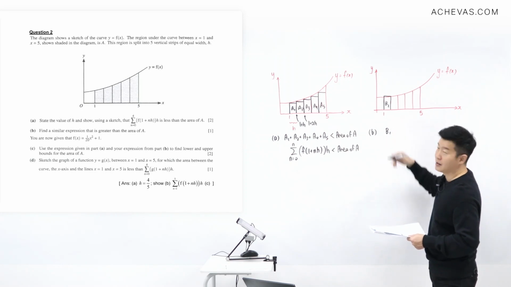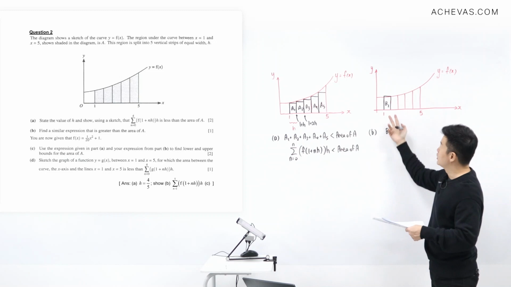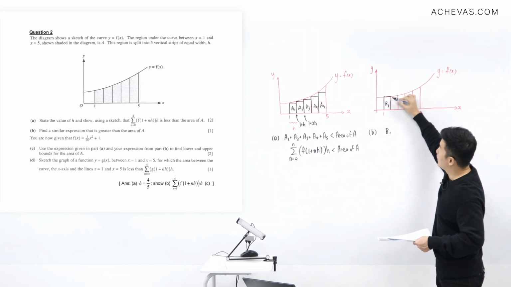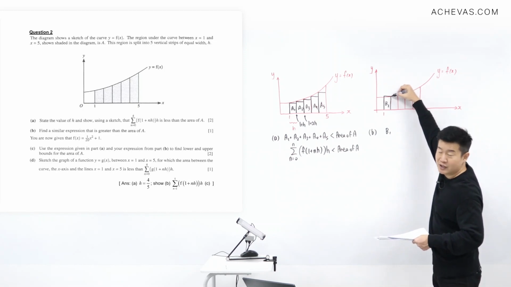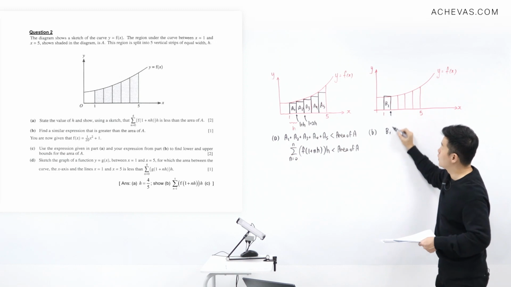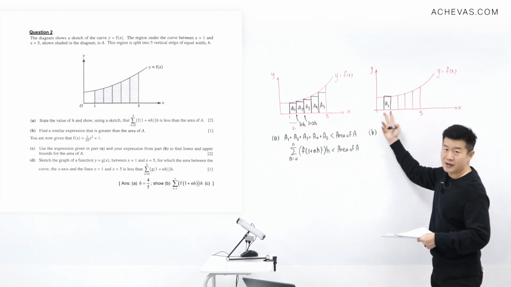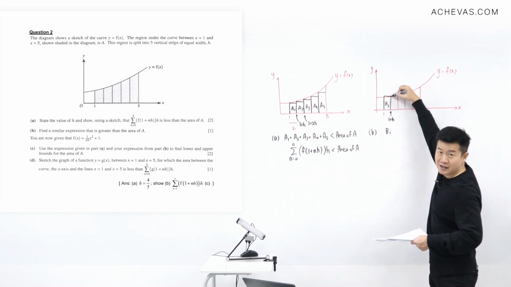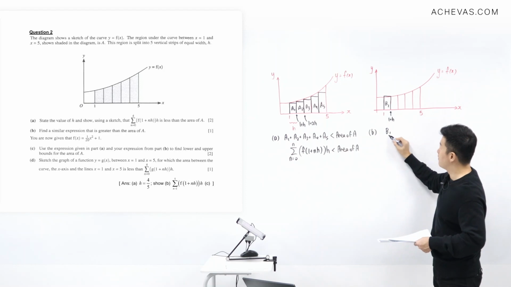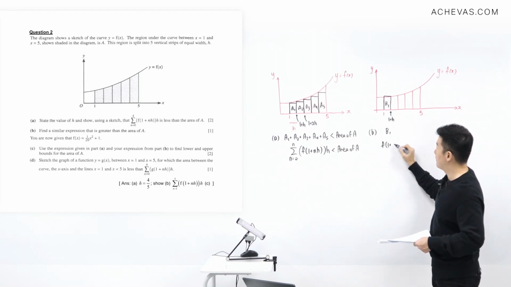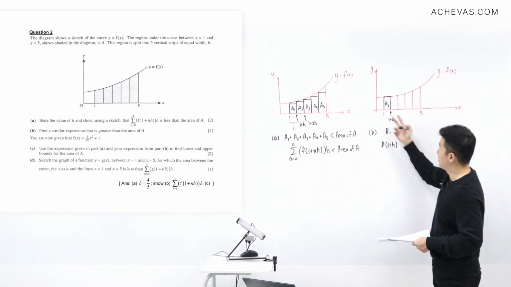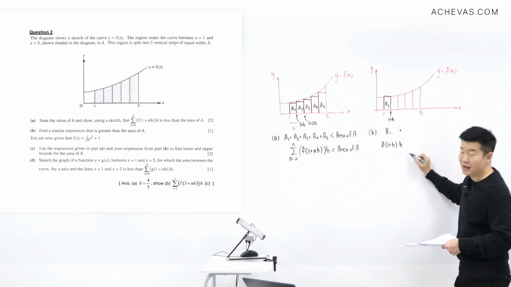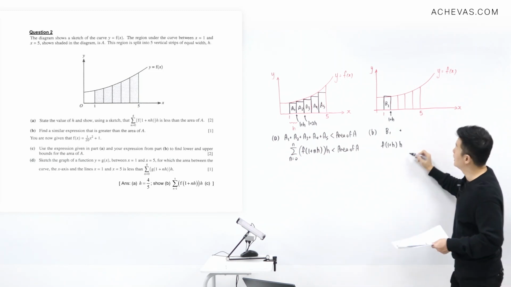This B1 can be represented by the height multiplied by the width. What is the width? The width is h. What is the height? The height is represented by the y coordinate of this point, which is influenced by the x coordinate of this point. Since the width here is h, the x coordinate is 1 plus h, which means the height is f(1 plus h). So B1 is f(1 plus h) multiplied by the width h.